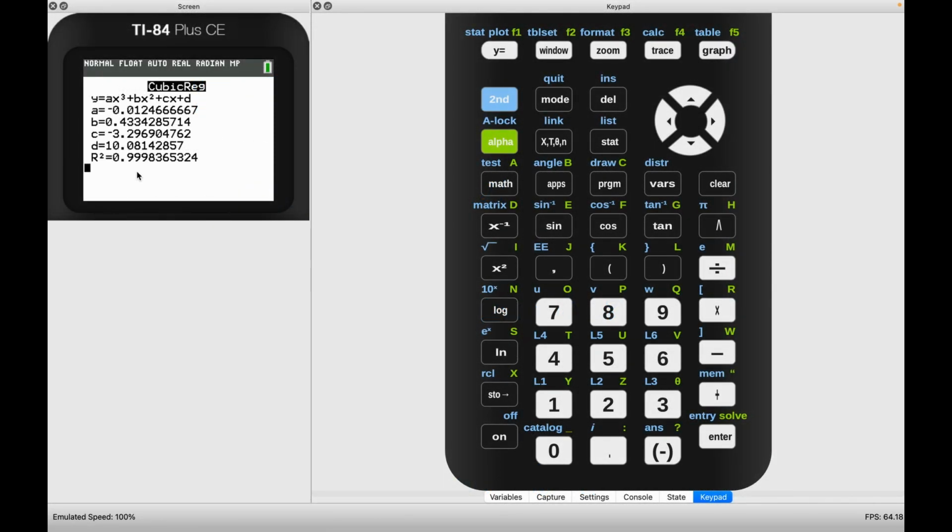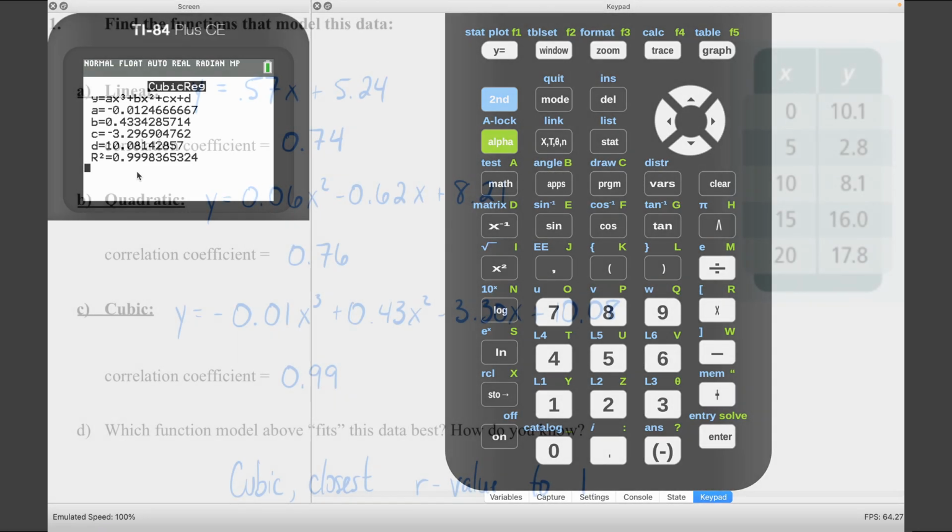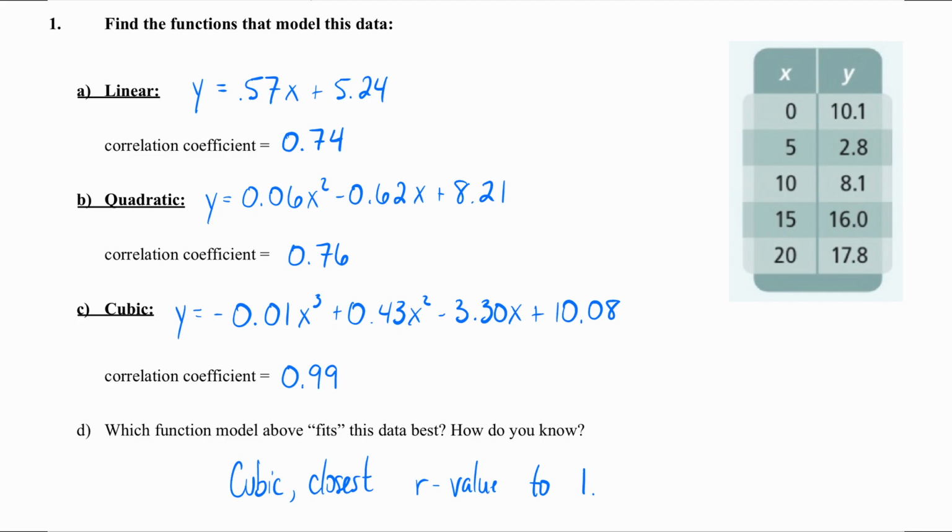And then when I compare all three of my correlation coefficients, I want to find the correlation coefficient closest to 1. So I would say the function model that fits the data best would be the cubic function, because it has the closest R value to 1, being a perfect fit.